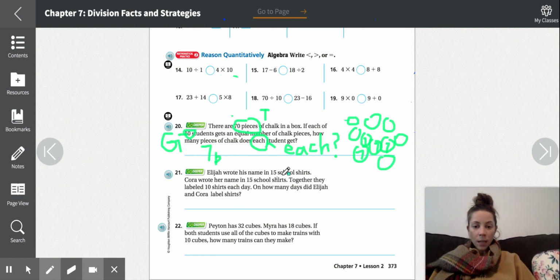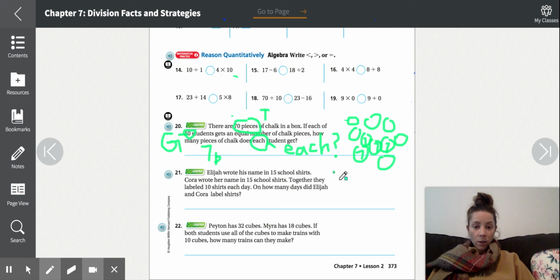Okay, let's look at 21. Elijah wrote his name in 15 school shirts. Cora wrote her name in 15 school shirts. Together, they labeled 10 shirts each day. How many days did Elijah and Cora label shirts? Okay, so this has a lot of number clues in it, so it sounds like it's going to be a multi-step problem. So I like to just start with the first clues and go one clue at a time.